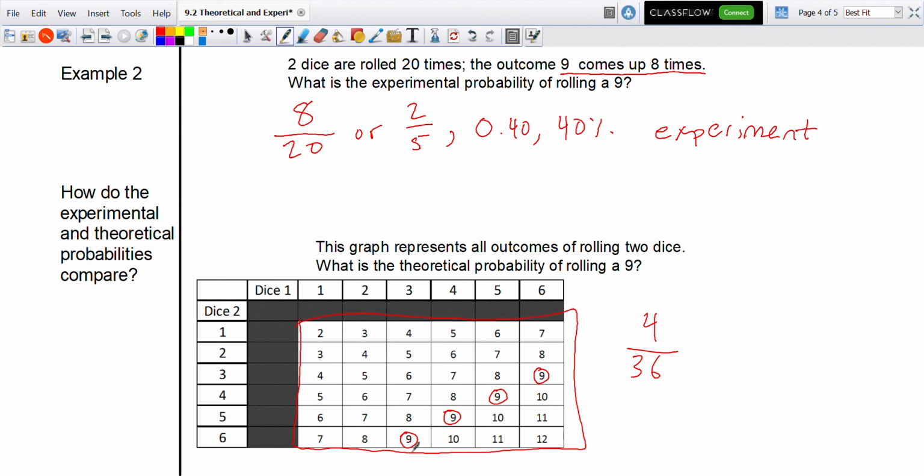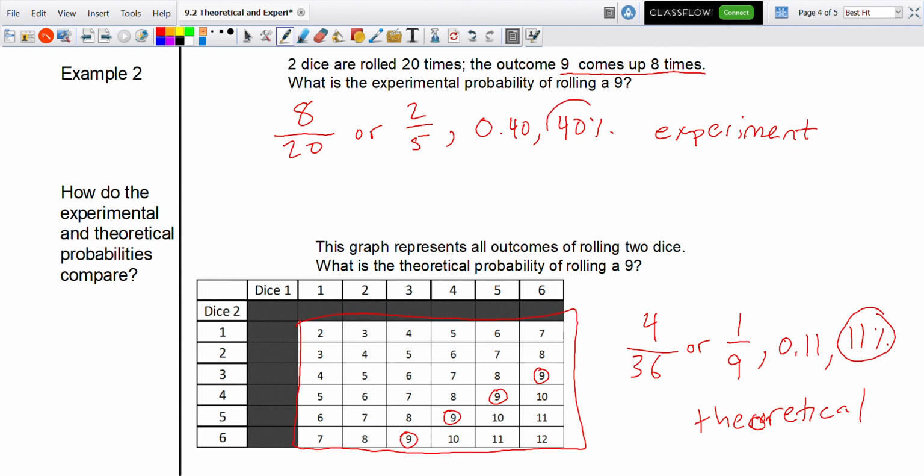You can see there are 4 favorable outcomes in here, right, out of 36 total, which reduces to 1 out of 9. And when I do 1 divided by 9 to find the decimal, I'll get 0.11, or an 11% chance. Theoretical. Ooh, it's a little bit different, right? There's theoretically an 11% chance that I roll a 9 when I roll 2 dice.